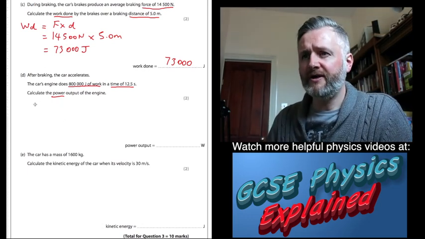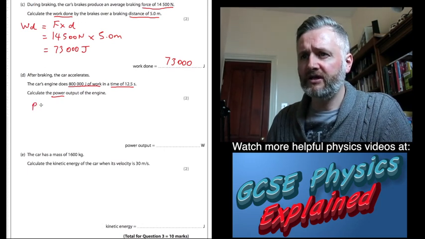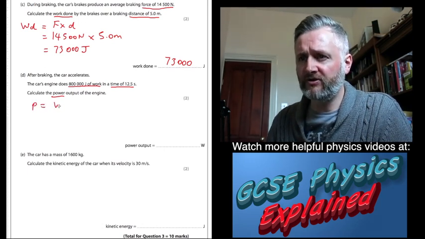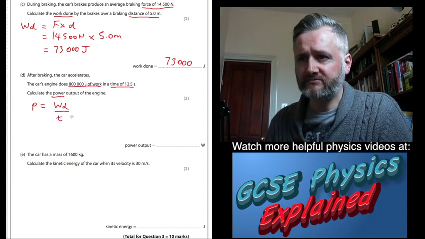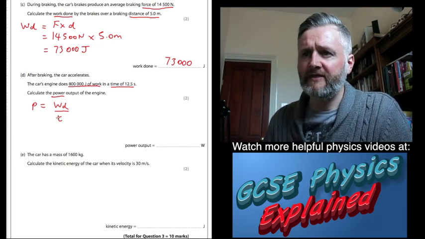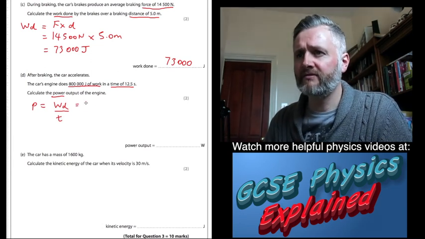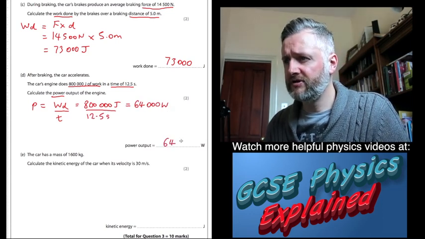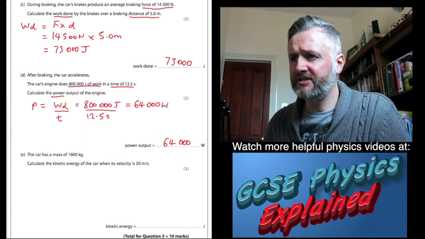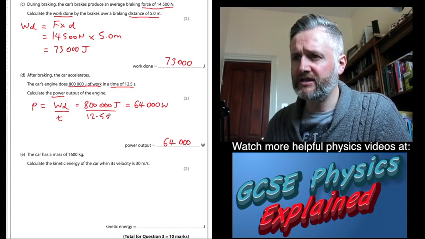So calculate the power. So power equals energy transferred or work done divided by the amount of time. So if you can do a lot of work in a small amount of time, that makes you very powerful. And power is measured in watts. 1 watt is the same as 1 joule per second.